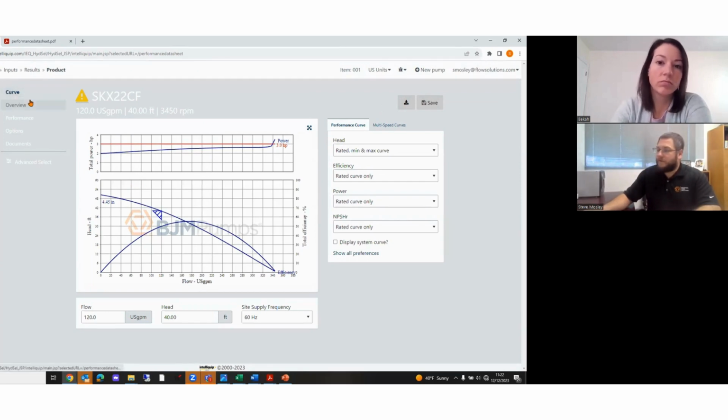If you ever run into a situation where you cannot find a suitable selection within our pump selector, please feel free to reach out to any of our applications engineers. We may have another option that is not available within the pump selector, or we may be able to make some recommendations to the customer on how to change their application to better fit one of our suitable selections.